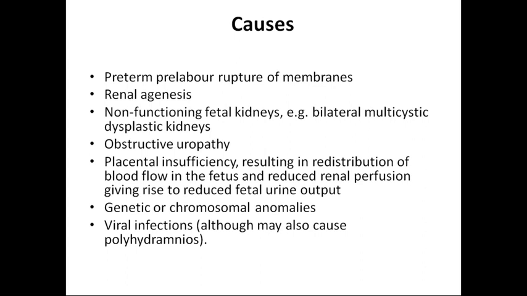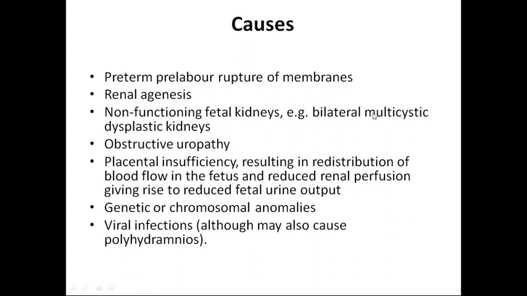We cannot find any cause for oligohydramnios, but this is actually not common. We can find preterm labor and rupture of membrane as a cause. Renal agenesis can be a cause, and it is responsible for more than half of the cases.